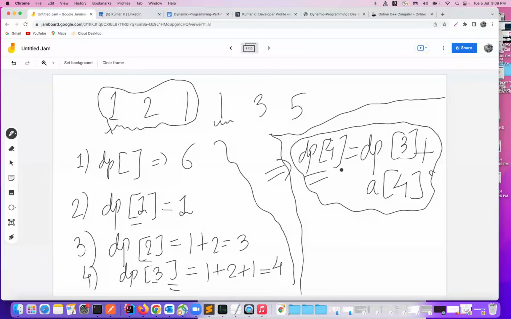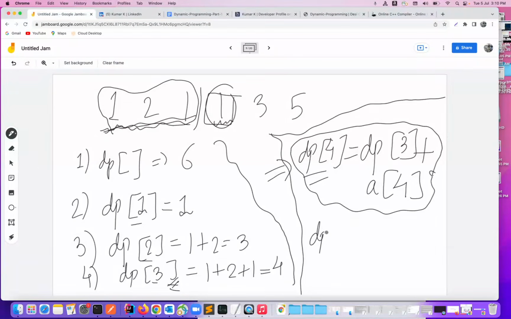What? DP of 4 is nothing but what? DP of 3 plus A of 4. DP of 4 is basically the sum of four numbers, but we can use the answer which we previously calculated. DP of 3 means what? It is the sum of first three numbers. So just take those first three numbers and add the current number. So DP of 4 is nothing but DP of 3 plus A of 4.